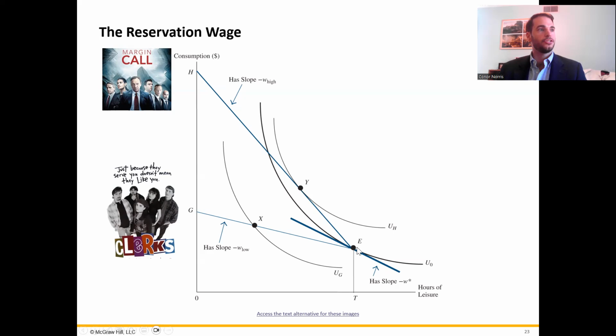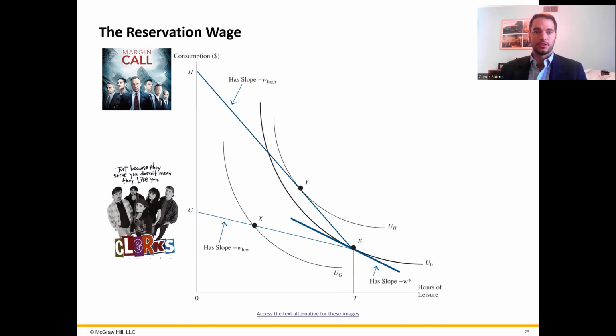So HE has higher wages and GE has lower wages. So here's HE with the higher wage with the greater slope. Here is GE with the lower wages because it has the lower slope. So imagine the low-wage individual is a clerk at a gas station, while the high-wage individual is a high-powered Wall Street type. They're going to have different utility functions and different budget lines. So now we can consider the separate budget lines. Since they're in different places, we can think about the two separate indifference curves.